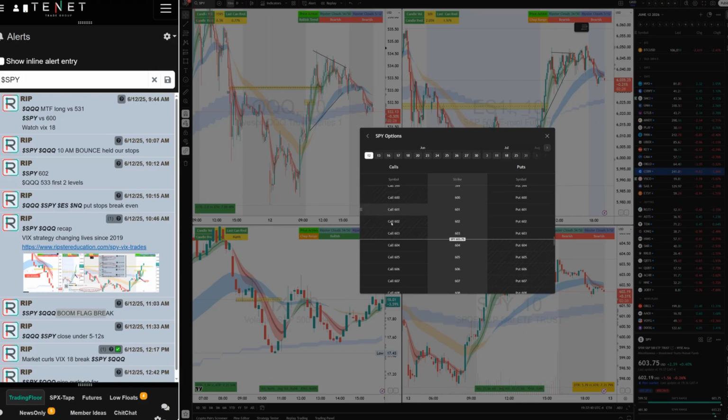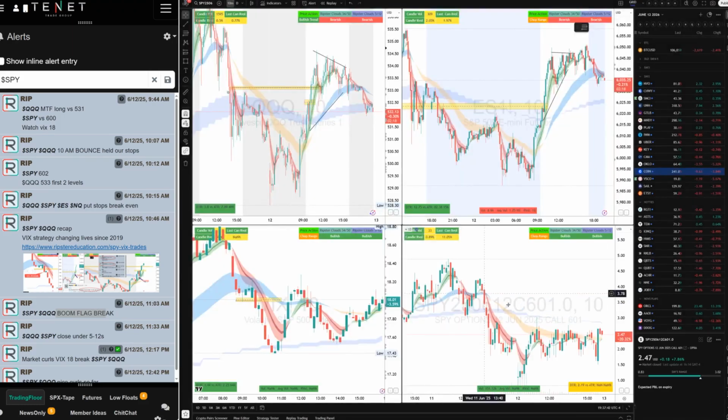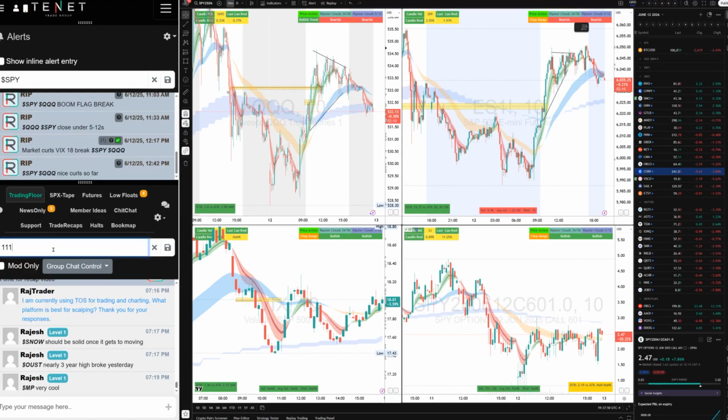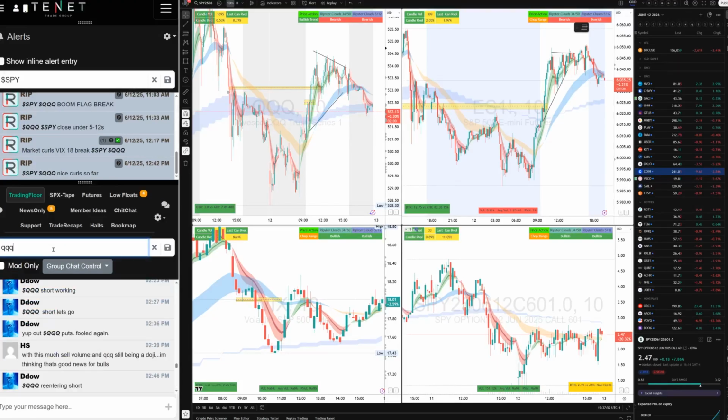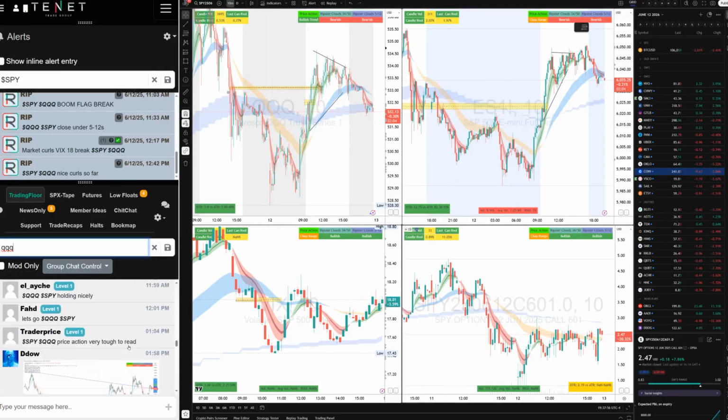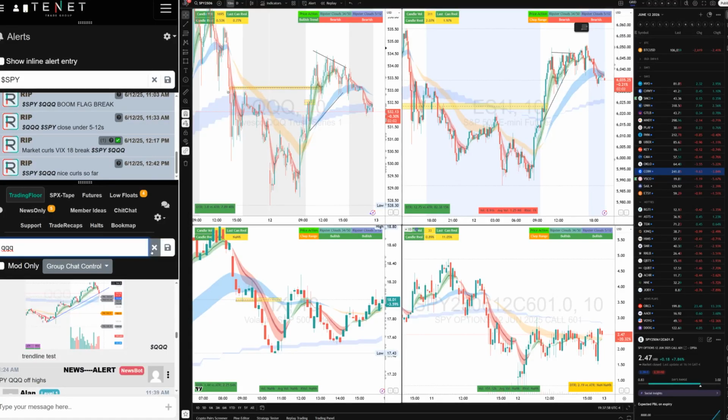If you're an options trader, your 601 calls went 150%. A lot of traders took that in the community. You can see that we trade these actively. So a lot of traders took those trades and got those few 100% trades on that.